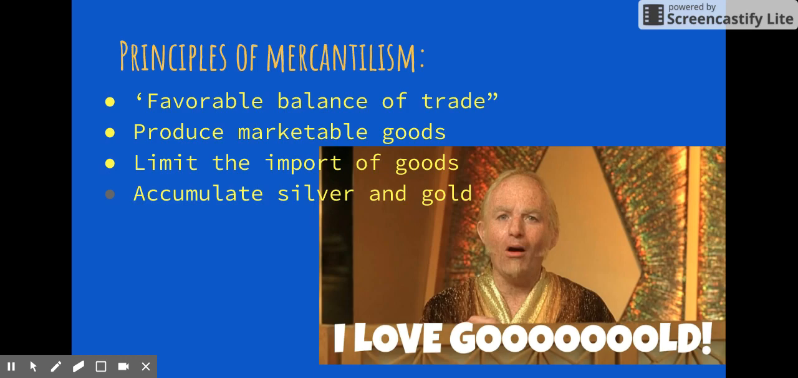There are a few points you want to remember about mercantilism. The goal was a favorable balance of trade. The nations involved, and pretty much all European nations were mercantilists at this time, wanted to be able to produce marketable goods that they could sell. This is even before the Industrial Revolution, mind you. They wanted to take in few imports and export a lot. They also wanted to accumulate a lot of silver and gold. They thought there was only so much of it in the world, so the more they got, the better.